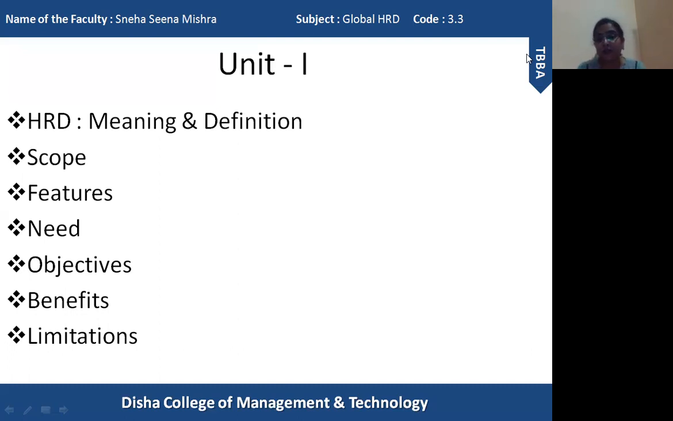Then come the benefits. HRD is extremely beneficial for every organization. It not only motivates the employees to focus more on their job and to become more and more dedicated towards the organization and their job, it also gives them job satisfaction. It also creates a healthy working environment, better industrial relationships, and healthy working relationships between employees working within the organization.